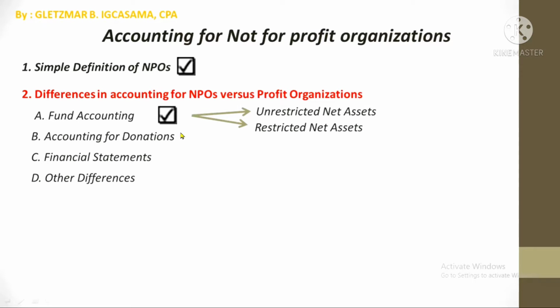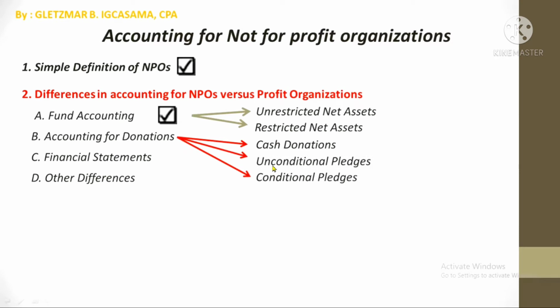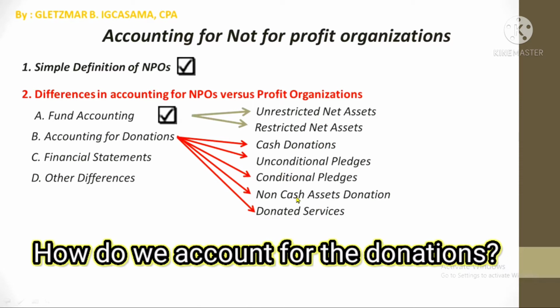Today we're going to talk about accounting for donations. To give you an idea, I'm going to give you all the types of donations that we are going to talk about and how we account for them. So we have the cash donations, we have the conditional and unconditional pledges. These pledges, in simple terms, are just promises to donate. We're going to talk about how we are going to treat them accounting-wise. We also have non-cash donations, and lastly, we have donated services. Again, the question that we're going to answer is how to account for these types of donations. So let's answer that question after the short intro.